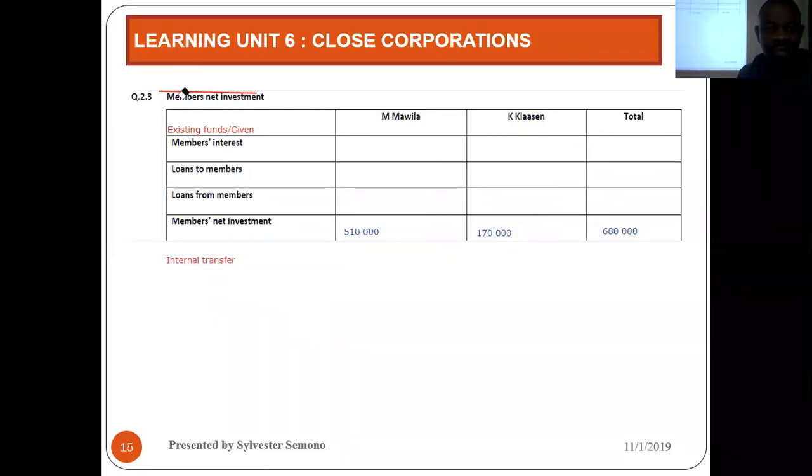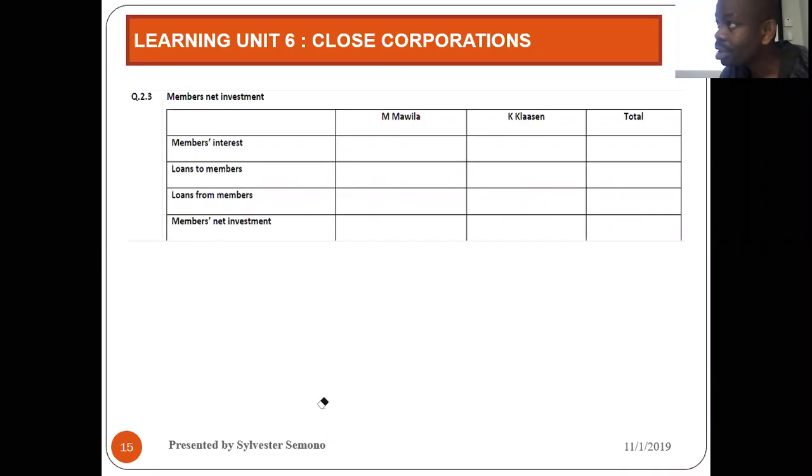The next requirement, they want members' net investment. People are happy out there. It's very easy, you'll see. What you need to do is just go back. Let me go back. Let's see.